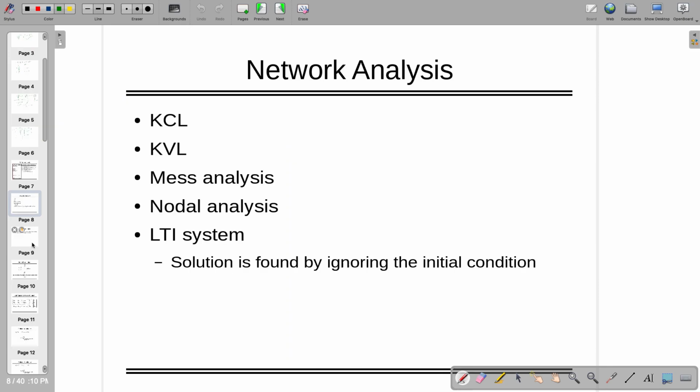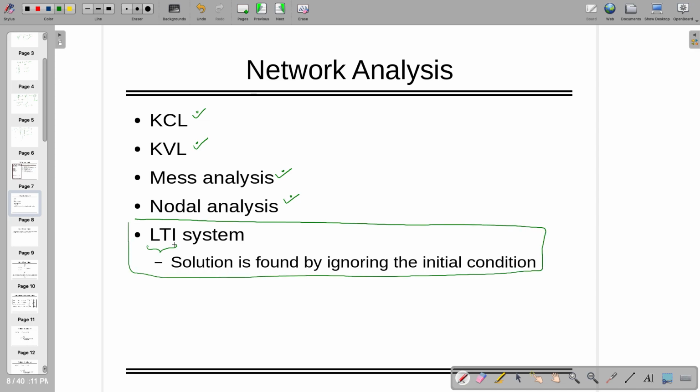Okay. So in network analysis, you know KCL, you know KVL, you know mesh analysis, you know nodal analysis, right? You did all these things, right? Somewhere, maybe in IC 160, IC 161, or maybe in our course also you are doing it, and you will do it. But if the system is LTI, as I told you, linear time invariant system, the solution may be found by ignoring the initial condition. Look, we are not generally taking the initial condition. Initial condition will be zero.